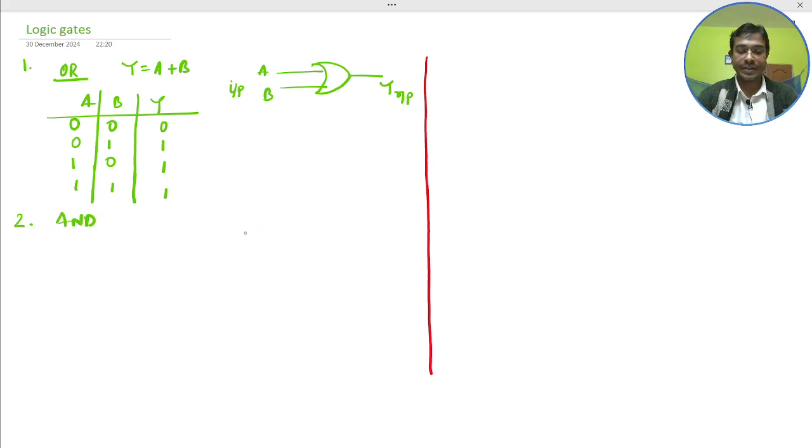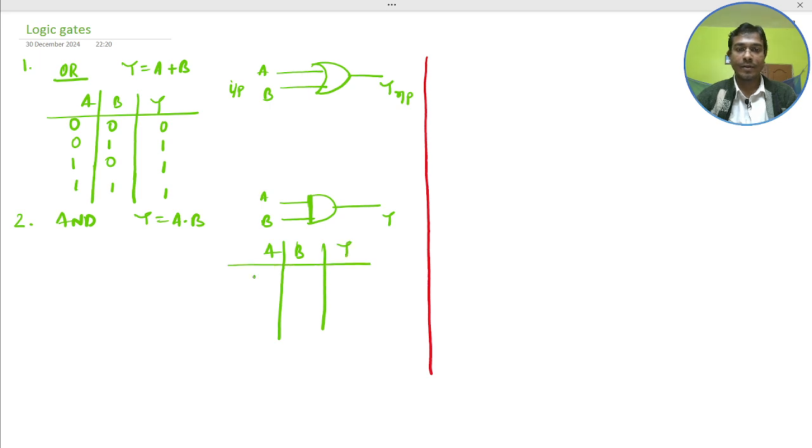Second one, the AND operation. So the AND operation, Y equal to A and B, that is A dot B, the circuit symbol here, this one, this is A, B and the Y. So here the truth table, A, B, Y, 0 0, 0 1, 1 0, 1 1. So the output is 0 0 0, and this one the 1. The third one, this is the NOT gate.